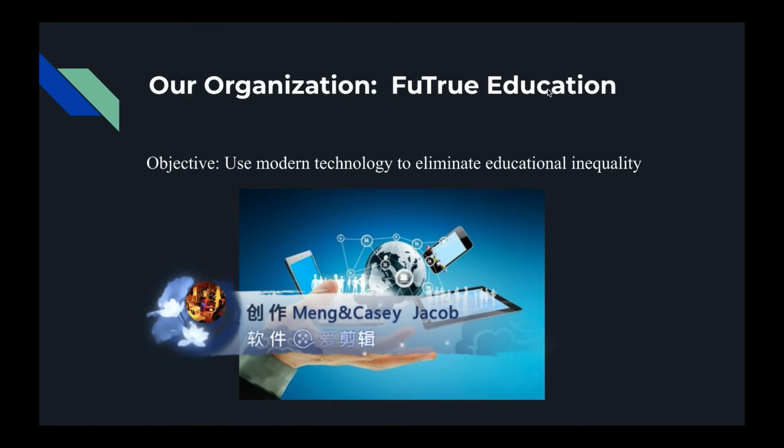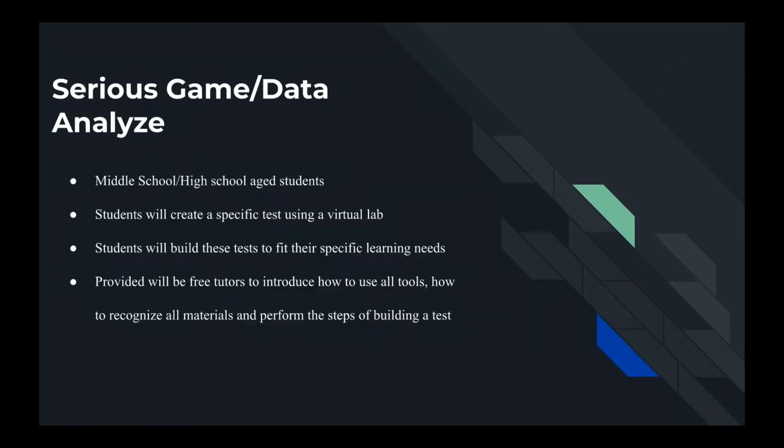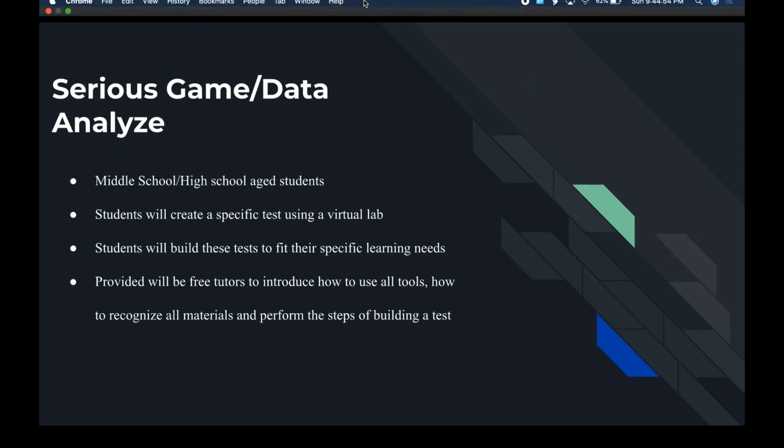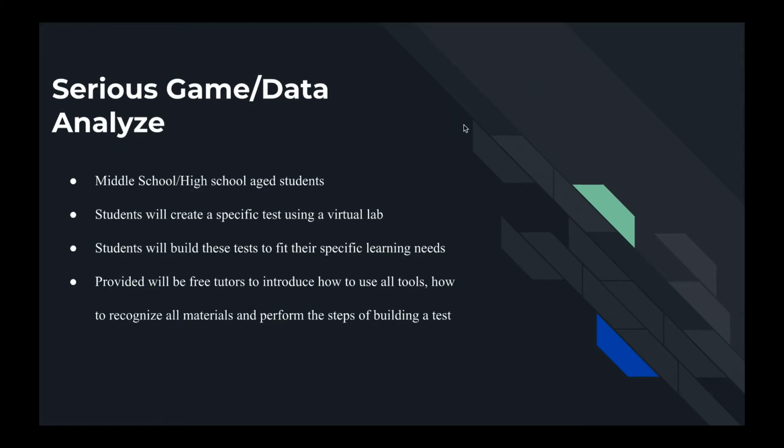FuTrue Education, our main objective is to use modern technology to eliminate educational inequality. So how we're going to do this is we're going to set up a game. And this game will allow students to create specific tests to fit their learning needs. This is mostly for middle to high school age students, but it can vary a little bit. Students will build these tests to fit their specific learning needs.